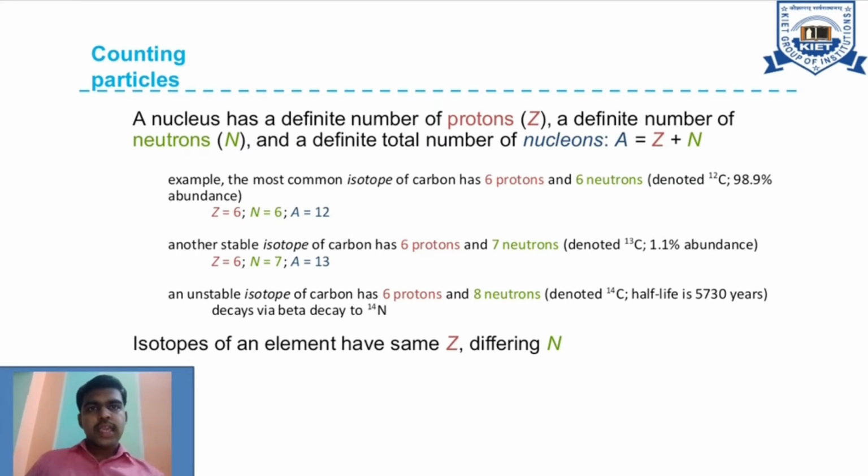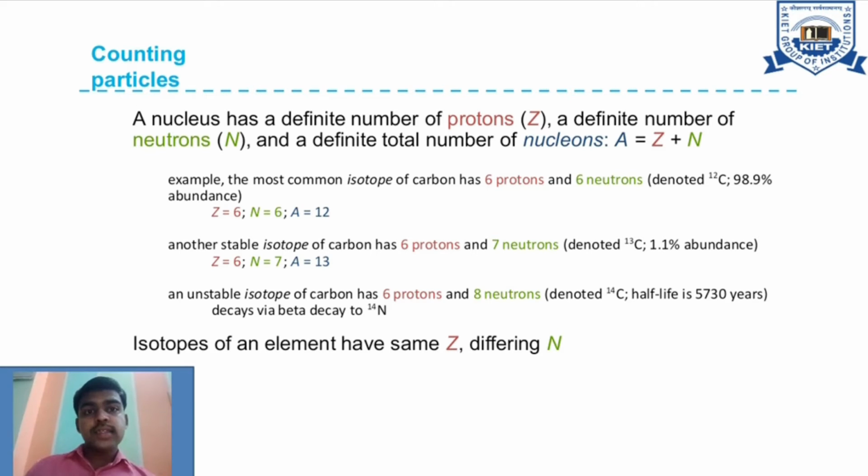Here comes counting particles. For what purpose is this counting happening? A nucleus has a definite number of protons as well as a definite number of neutrons. Why protons and neutrons? We are again and again discussing counting particles. Look at isotope formation. The most common isotope is carbon, which has 6 protons and 6 neutrons, denoted as 12C, with 98.9% abundance, where Z equals 6, N equals 6 and A equals 12.